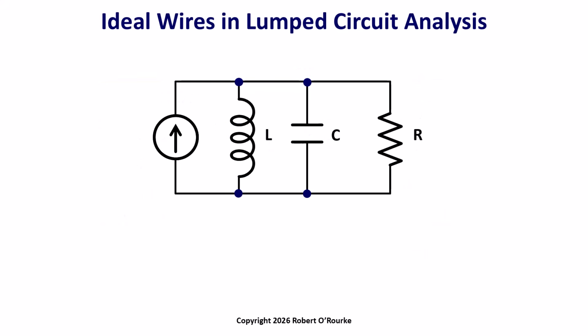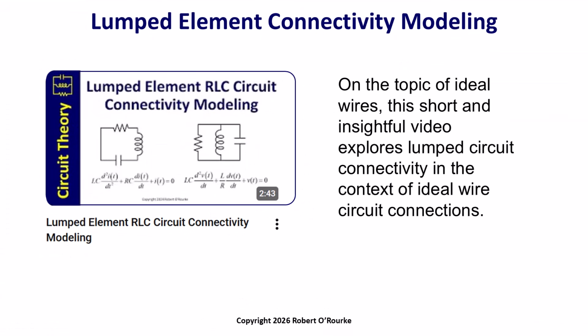Beyond just ideal lumped circuit elements, lumped circuit analysis treats wires as ideal. Ideal wires have no length and no resistance, even when real wires might have resistance or parasitic series inductance at higher frequencies. For an insightful look at connectivity with ideal wires, we recommend this video.